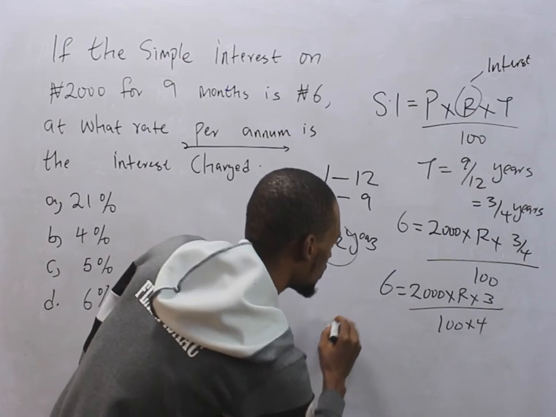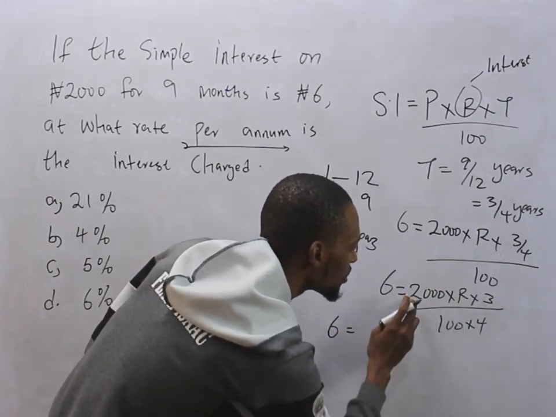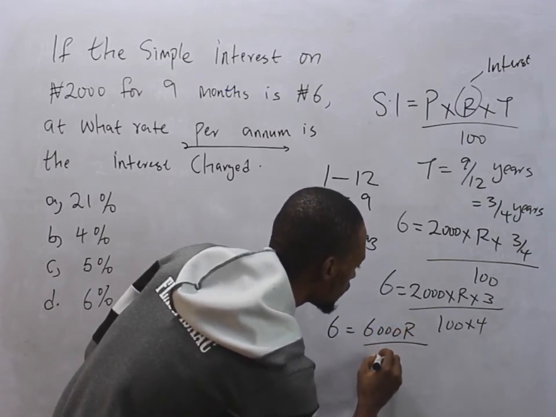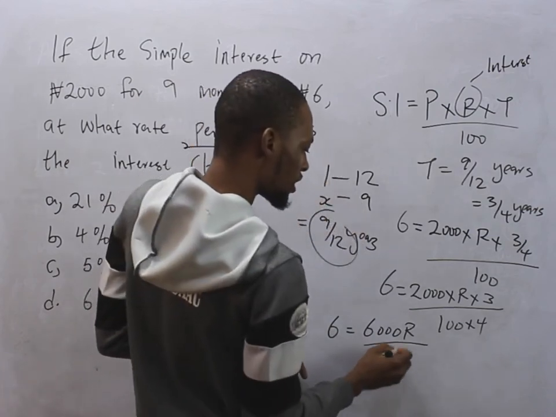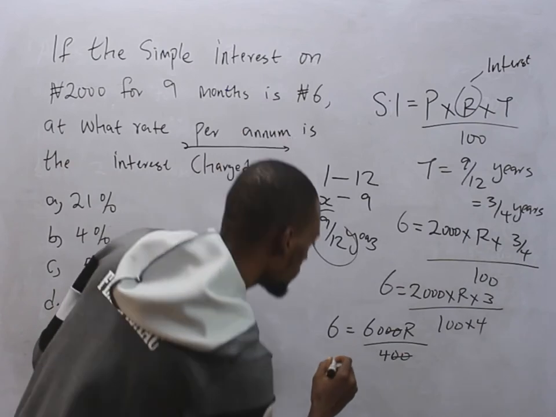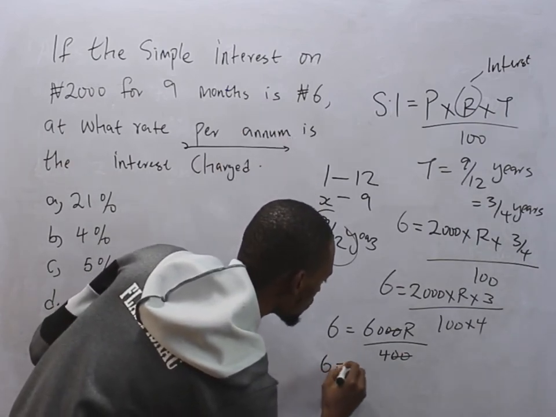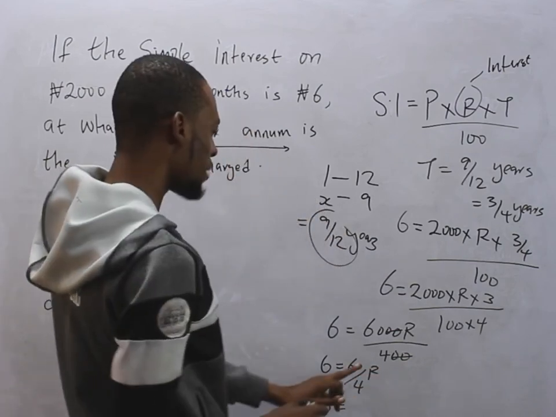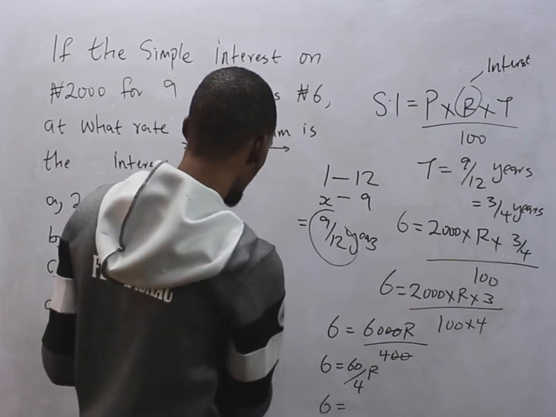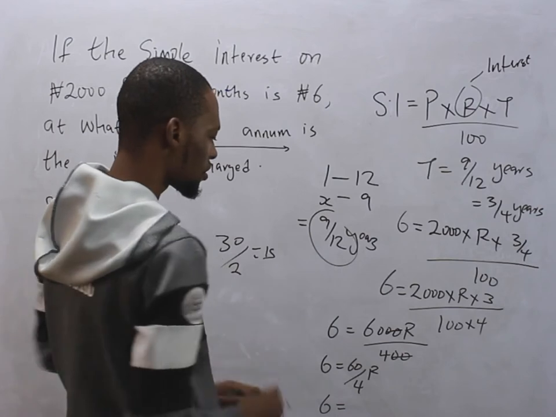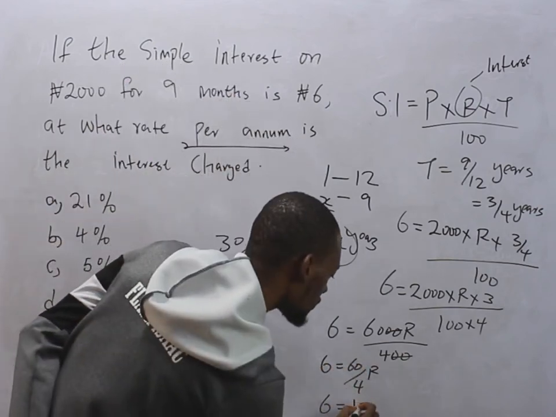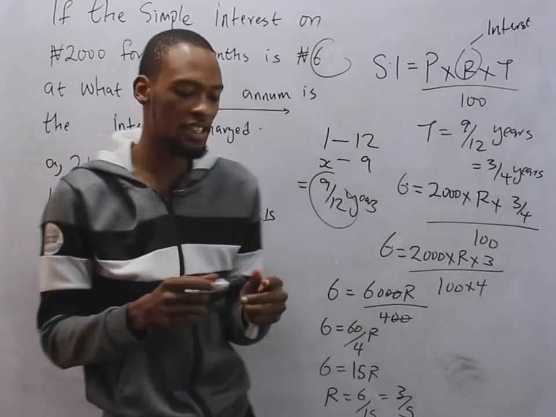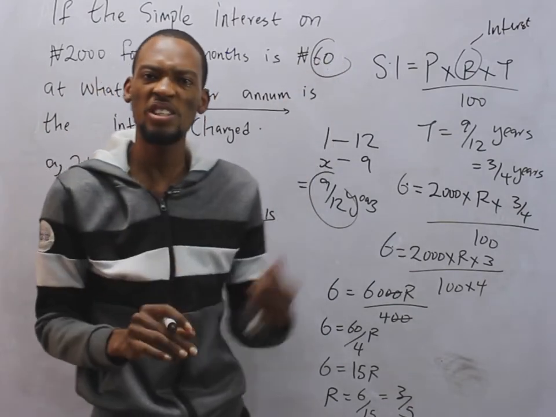Anytime you have division and multiplication holding them, it is very legal to bring it down. So this is 6 is equals 3 times 2000, which gives you 6000R over 400. So these two zeros can quickly take care of these two zeros to give you 6 is equals 60R over 4. We can further break this down to give you 30 over 2, 15. So 60 divided by 4 is 15. So this is 15R. Therefore, okay, just finding out that this is 60 naira, not 6 naira.